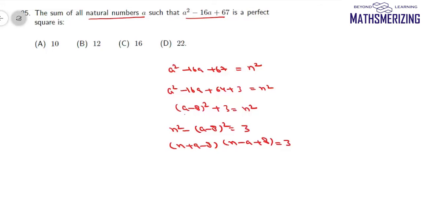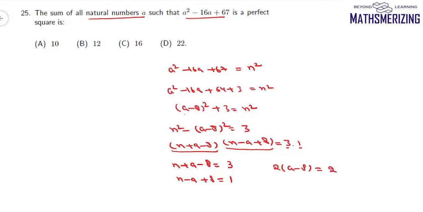Now this left hand side is a product of 2 numbers. That means the right hand side must also be expressed as a product of two numbers. So either these two numbers can be 3 into 1. In that case, I can write n plus A minus 8 equals 3, and n minus A plus 8 equals 1. If I subtract, I'll get 2 times A minus 8 is equal to 2. So the value of A should be 9.